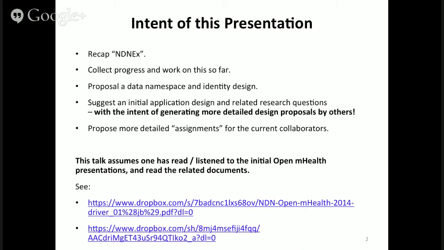The intent is to recap the NDN exercise application, to fill you in on some progress and work so far, propose a data namespace and identity design, and suggest an initial application architecture that hopefully will generate more detailed design proposals by others. And then also, at the end, I'd maybe like to talk through, even via the chat, and get some feedback on how we can collaborate together.